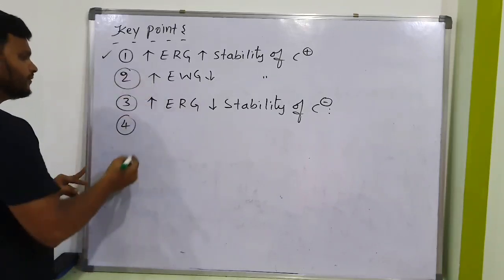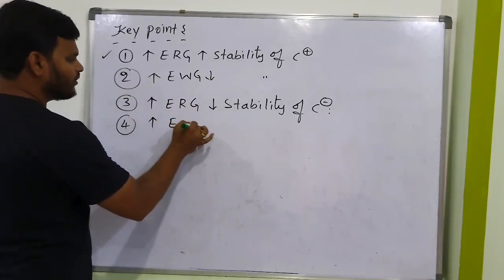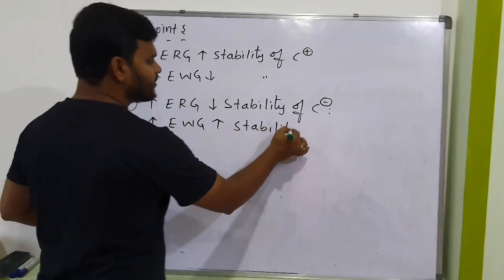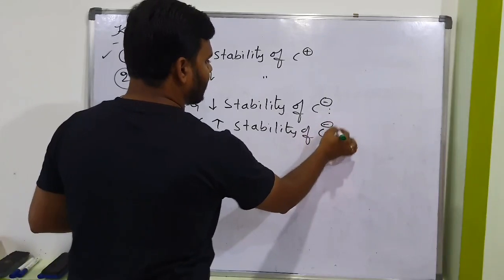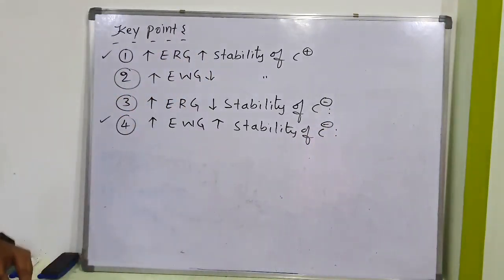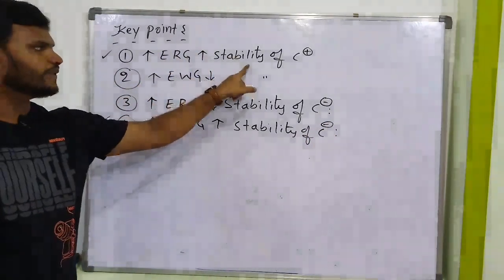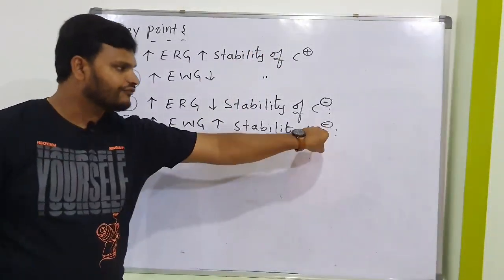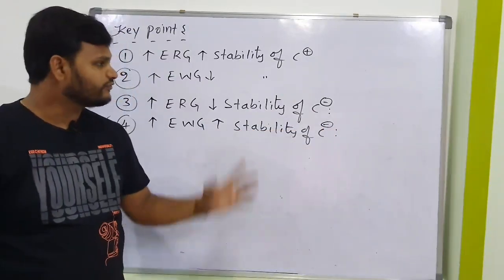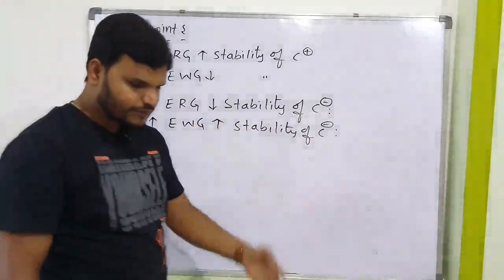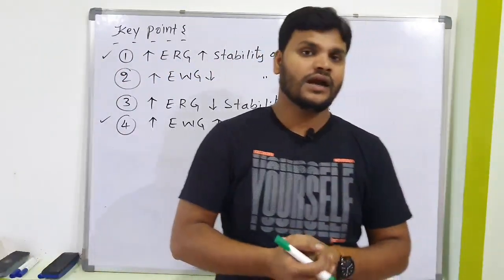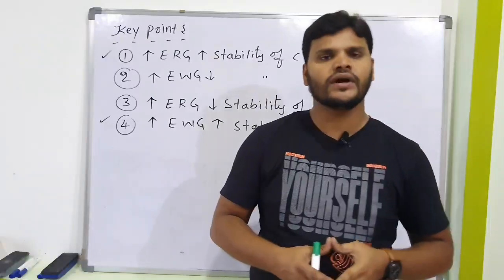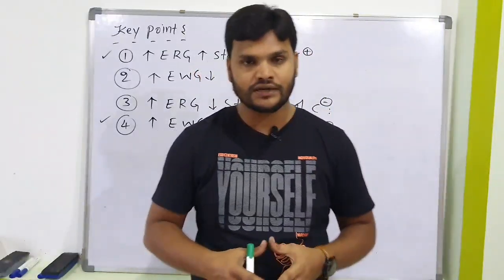What about the fourth point? Increase the electron withdrawing group, increase the stability of carbanion. Yeah, just have a look. Increase the electron releasing group, increase the stability of carbocation; increase the electron withdrawing group, increase the stability of carbanion. This is very important. Now some of the students are going to get one doubt: sir, how to identify electron releasing groups and electron withdrawing groups?